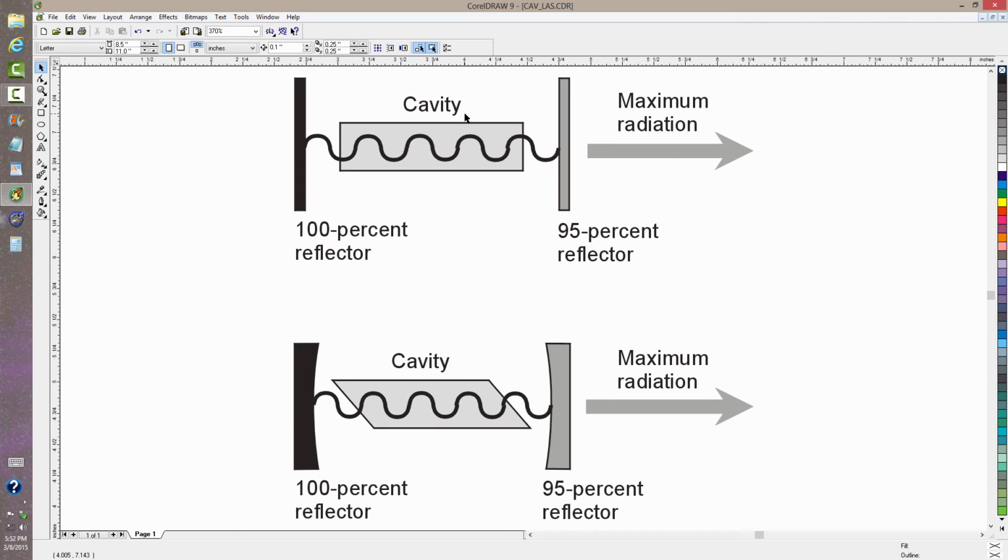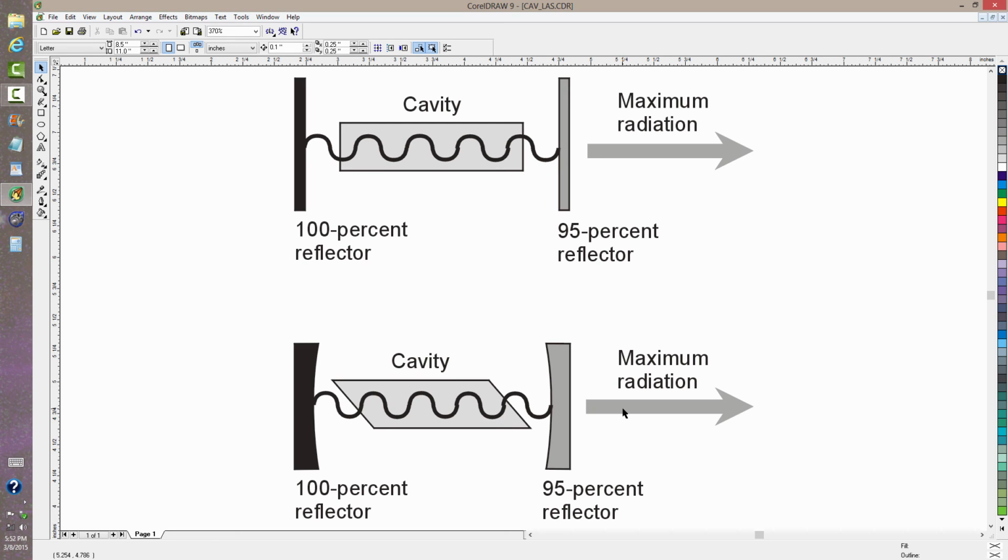So those are just two very similar designs along the same basic concept of the cavity that resonates light waves inside of itself and produces this so-called coherent light, where all of the energy is concentrated at a single wavelength, producing a narrow beam of high intensity light.